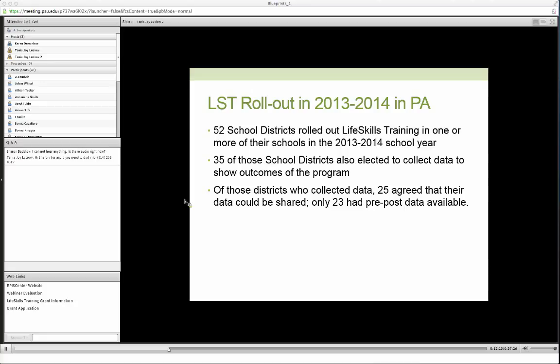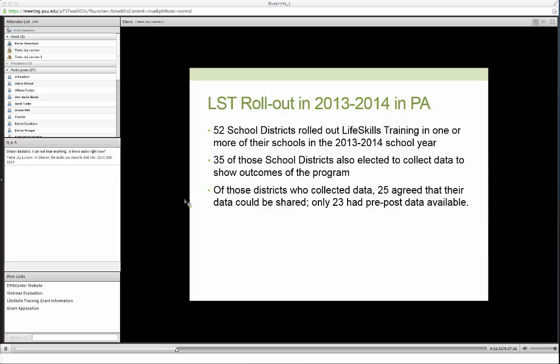In 2013-2014, as this was being rolled out the first time around in Pennsylvania through this project, we had 52 school districts participate. Of those, 35 also elected to collect data to show the outcomes of their program. All of those districts were able to receive their outcomes data, and 25 of those agreed to allow us to use their data to show you all how these programs are working here in Pennsylvania.